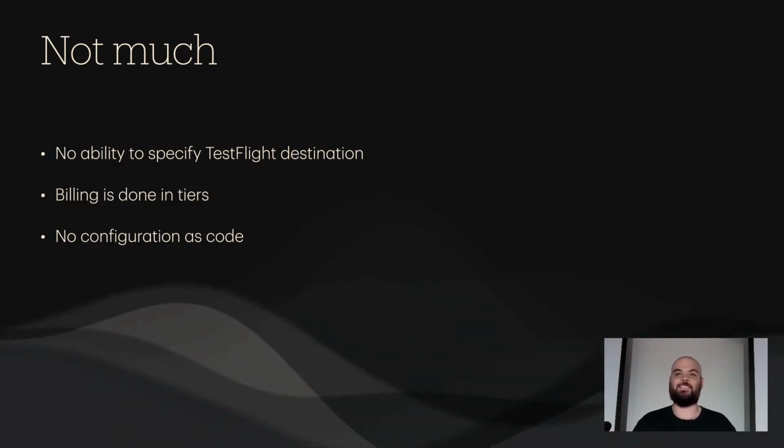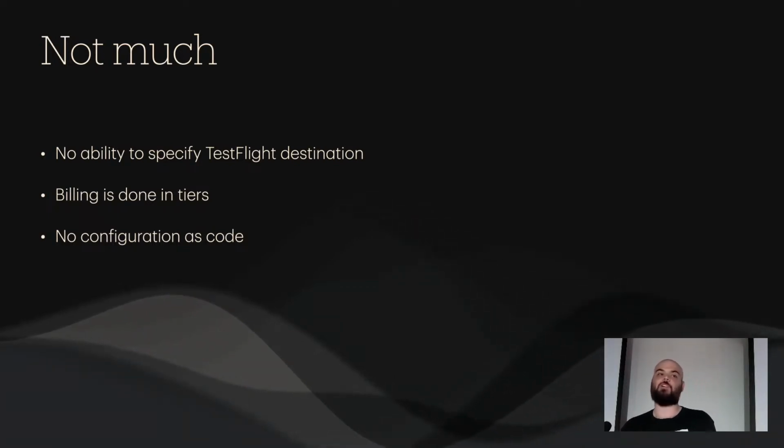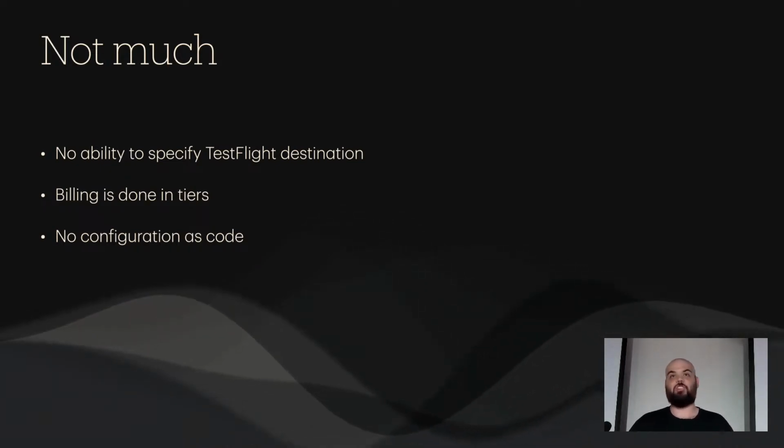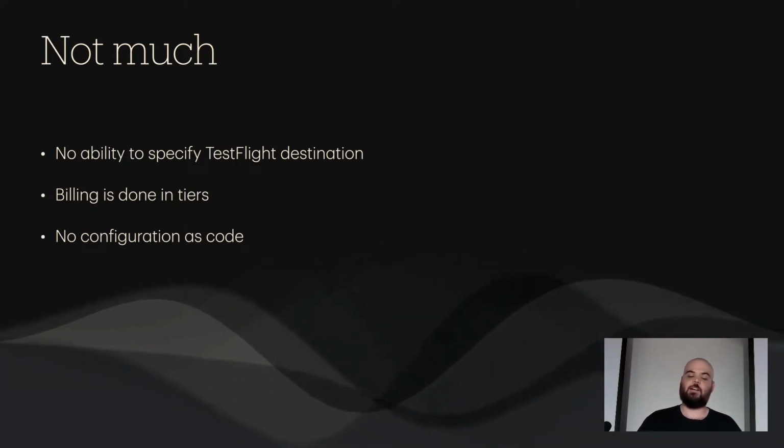Billing is also done in tiers rather than per minute, unlike most of the other providers. So if you need 26 hours of runtime, you're now paying for 100. Given how much cheaper it is, you're still probably going to come out ahead, but it's a little annoying.